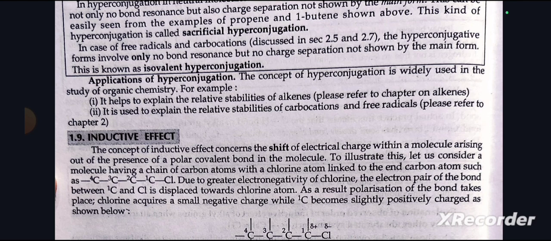Application of hyperconjugation. The concept of hyperconjugation is widely used in the study of organic chemistry. For example, first, it helps to explain the relative stability of alkenes. Please refer to the chapter on alkenes. Second, it is used to explain the relative stability of carbocations and free radicals. Please refer to Chapter 2.